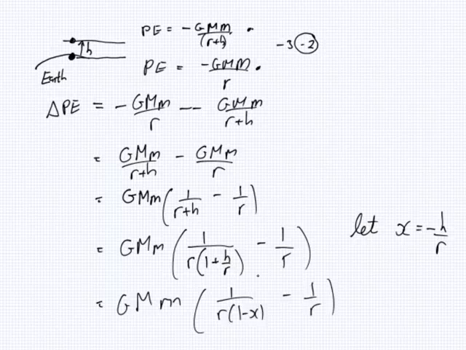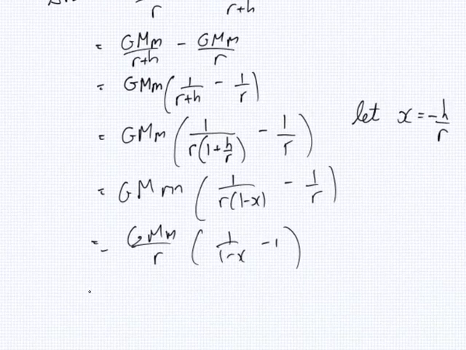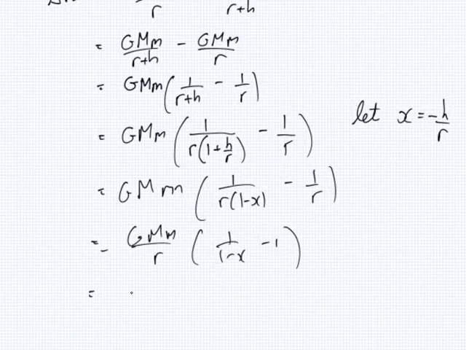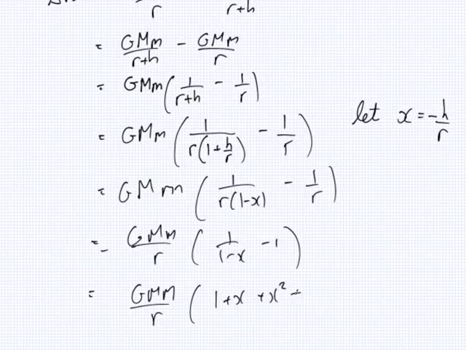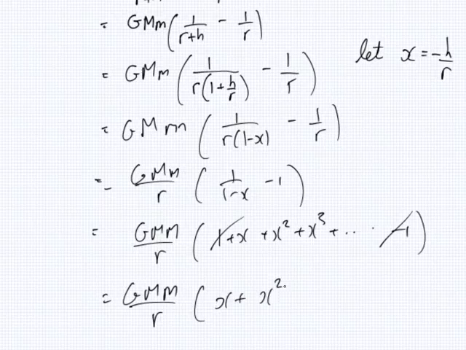Now what's in common here? r is in common, so let's take that out. GMm over r, 1 over (1 - x) minus 1. If you think about semester 1 geometric lesson, you will remember that 1 over (1 - x) is the infinite sum of 1 plus x plus x squared plus x cubed, etc., minus 1. The ones here cancel, and you're left with GMm over r times x plus x squared plus x cubed, etc.